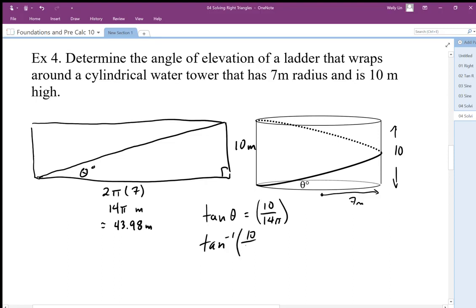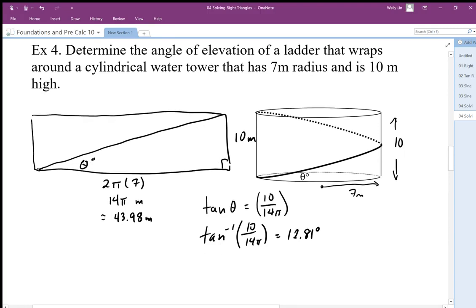So we're going to end up with 10 over 14 pi, and the arctan of that, when I work this out, it's going to be 12.81 degrees. Okay, and that looks about right. If this length is about 4 times longer than this one, this angle here that matches that ratio is going to be about 13 degrees.